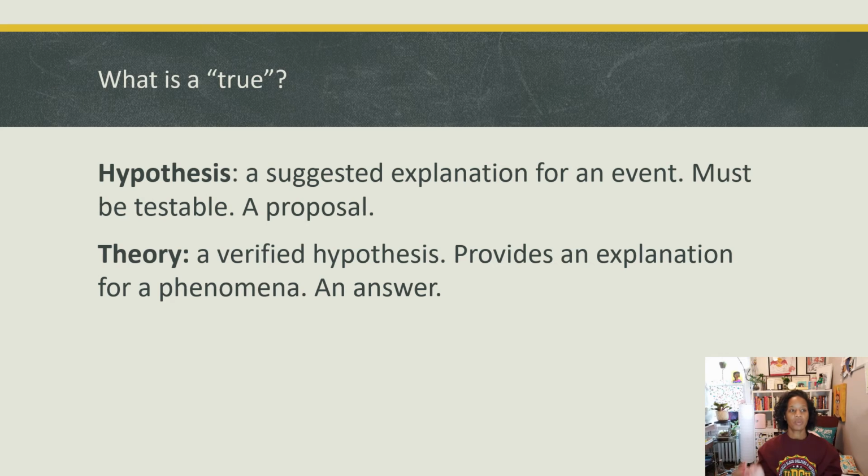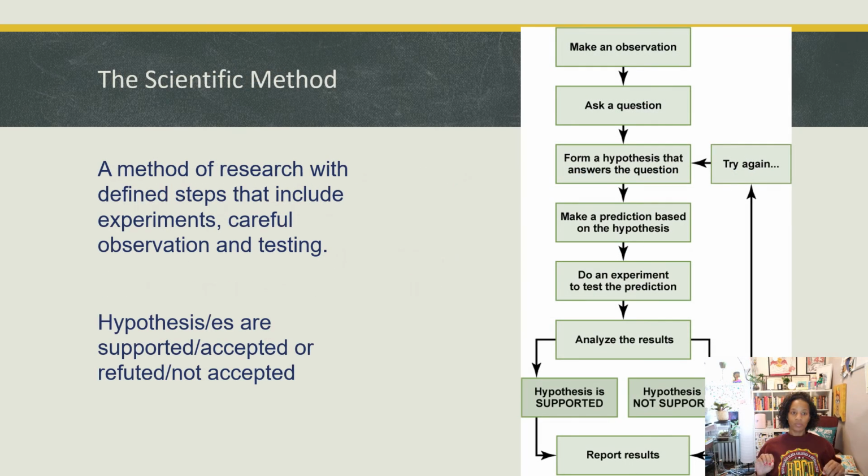So just remember, a hypothesis is a suggested explanation that's testable. Think of it as a proposal. And then a theory is a proposal that has been verified. So not only have you proposed it through your hypothesis, you've done the testing to verify that it is, in fact, a verifiable explanation, okay? So try to keep that. We'll use the language hypothesis a lot, and we will discuss some theories during the course.